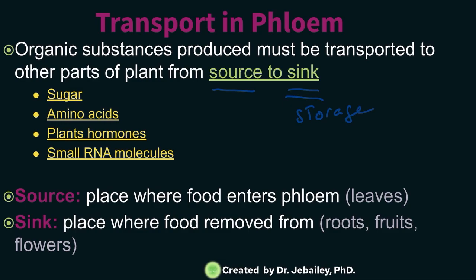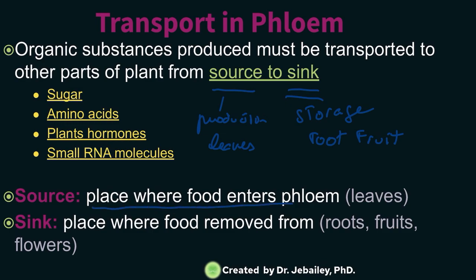So it's more the storage, and source is more of a production here. In this case, we also know that the source will usually be the leaf, because that's where the photosynthesis is happening, and that's where the production is happening. And storage in this case can be the root, or it can be the fruit. These are the places where you can store the sugar that is produced.